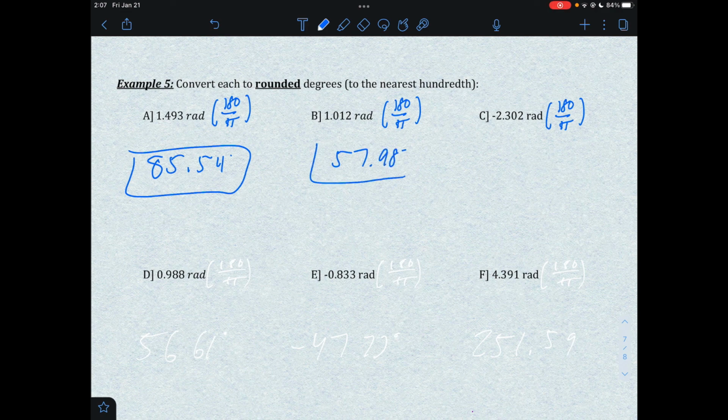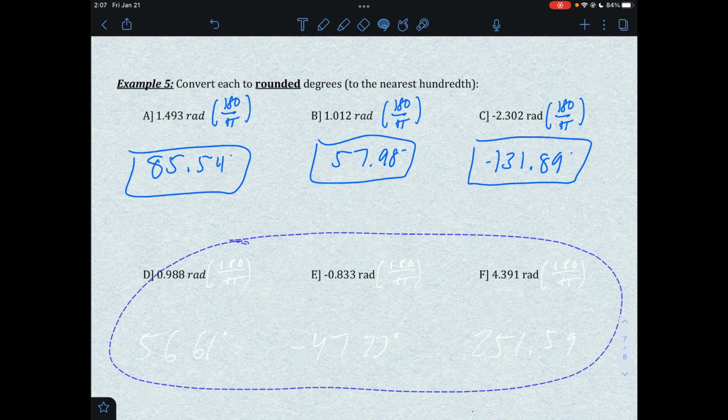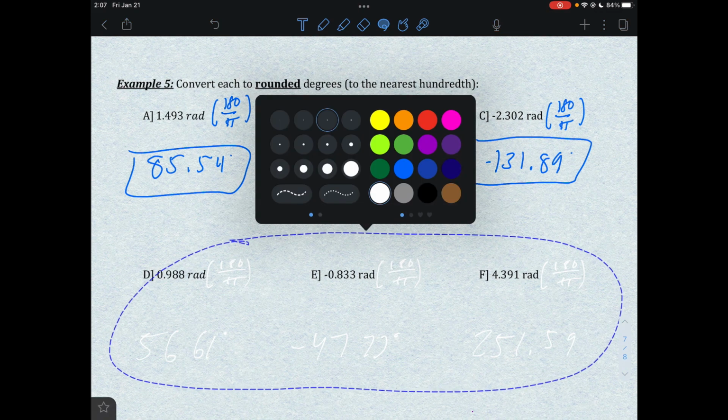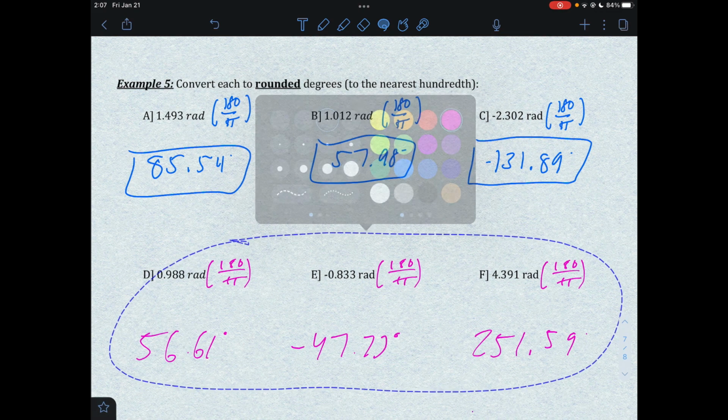Part B, type in 1.102 times 180 divided by pi, 57.98 degrees. Part C, negative 2.302 times 180 over pi, negative 131.89 degrees. And for the last time today, pause this video, try the last three on your own, come back and check them when you're done. And here are your answers to D, E, and F.